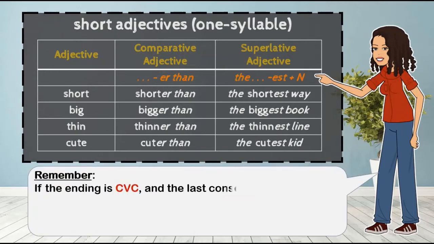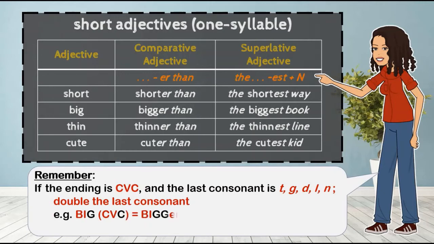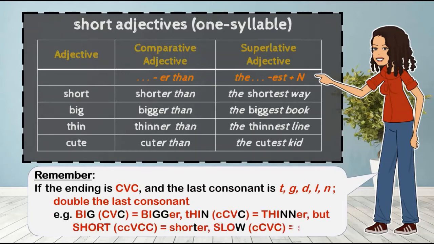The first one is that you have to see the ending of the adjective. If the ending is CVC, consonant, vowel, consonant, and the last consonant is either T, G, D, L, or N, you have to double the last consonant. For example, the adjective big here. Big consists of B as a consonant, I the vowel, and then G is the consonant. The last letter is G. Therefore, you have to double the last consonant. Double G. Then the spelling will be B-I-G-G-E-R. Bigger.